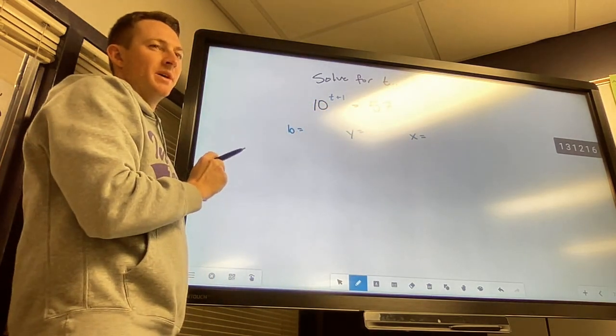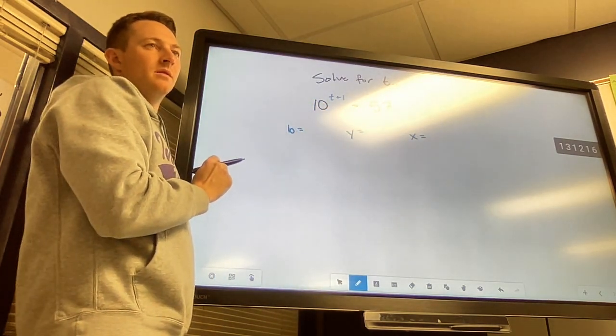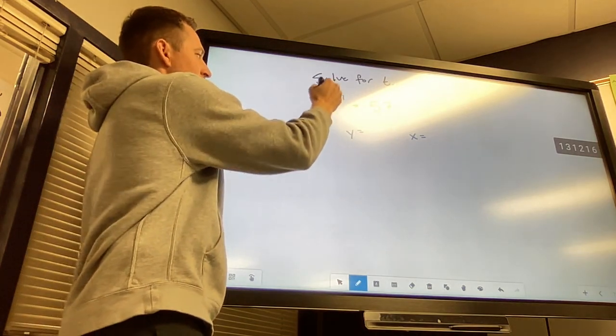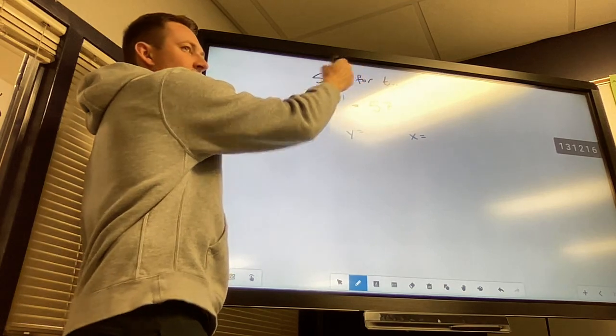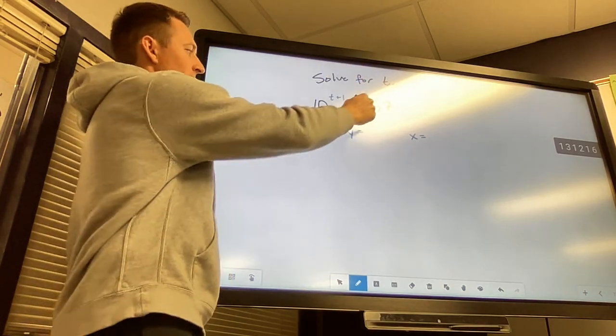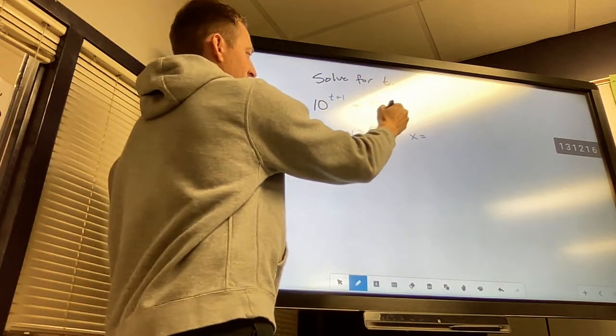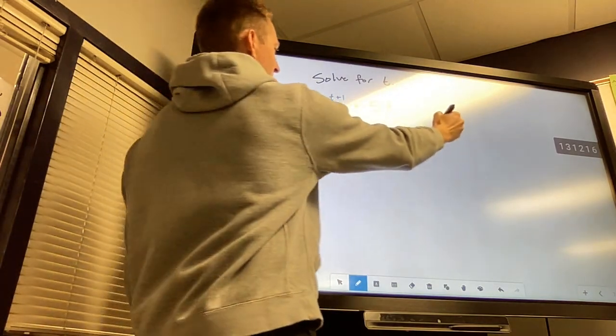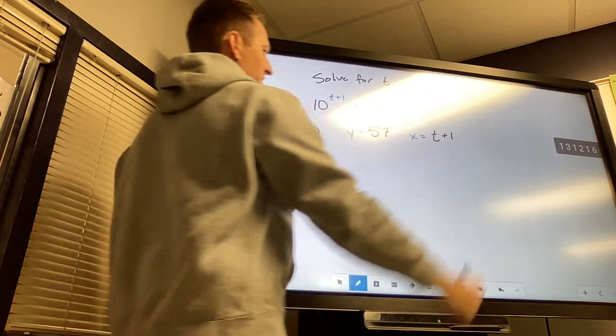So what's the base that we have? What's the big number? 10. It's like b to the power of x. y is the number by itself, so that's 57. And then x is the whole exponent, t plus 1.